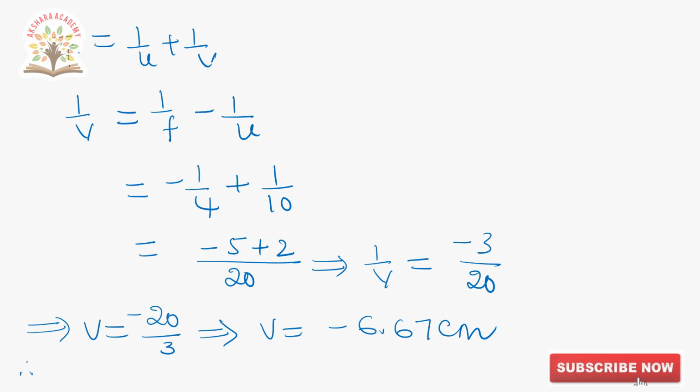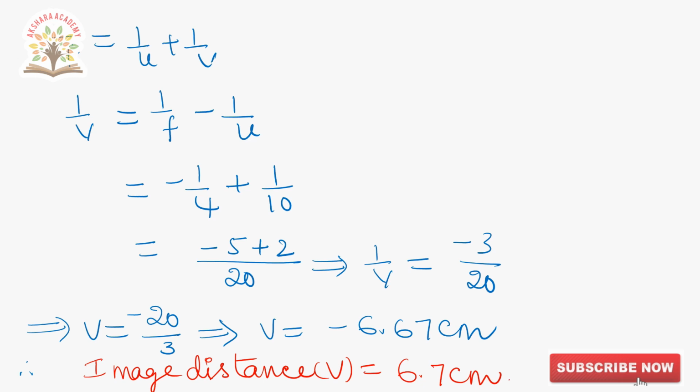Therefore, image distance v equals minus 6.67, approximately 6.7 centimeters. This is the image distance. So therefore the image is real.